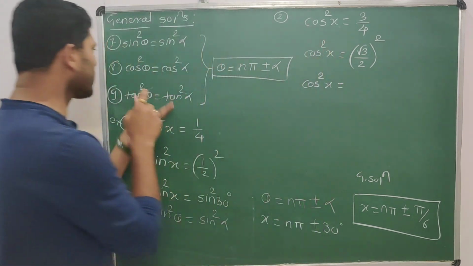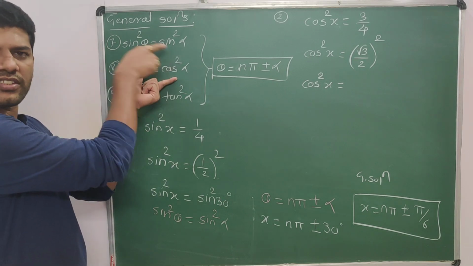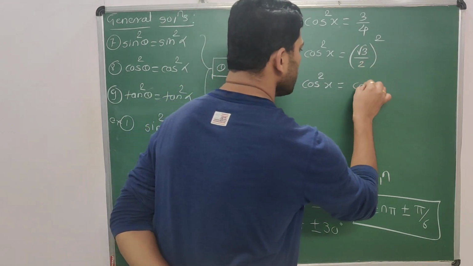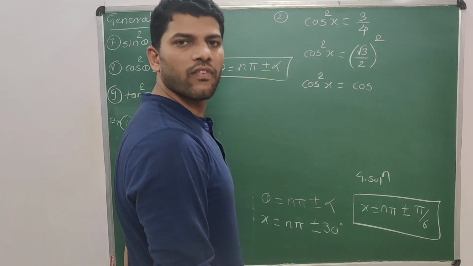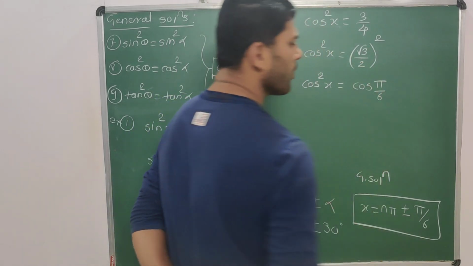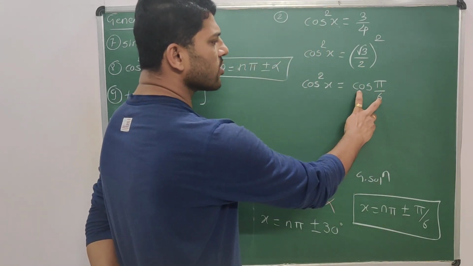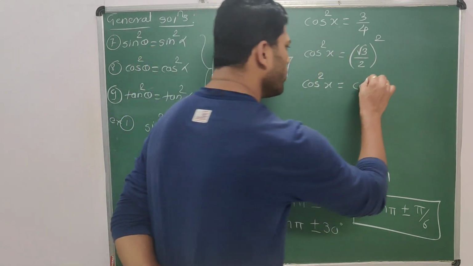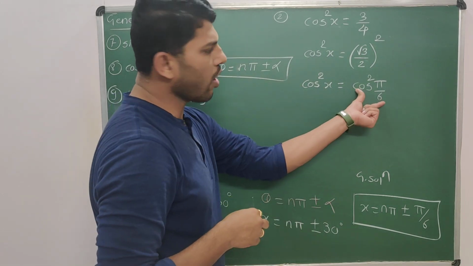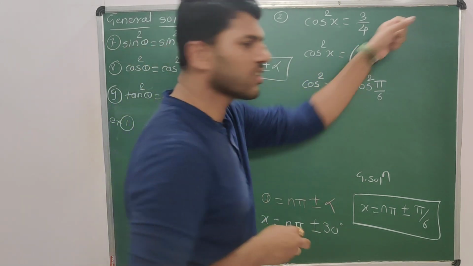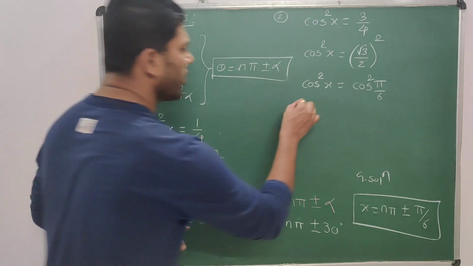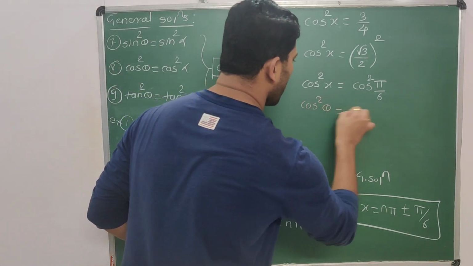So now the structure suggests cos on LHS, cos must be on RHS. How to convert this into cos? Simply, cos of 30 degree is root 3 by 2. 30 degree means pi by 6. So cos 30 is root 3 by 2. Let's mark the square for it because it's root 3 by 2 square. So cos 30 is root 3 by 2, then it's square. Now please compare this one with this structure, cos square theta equal to cos square alpha.